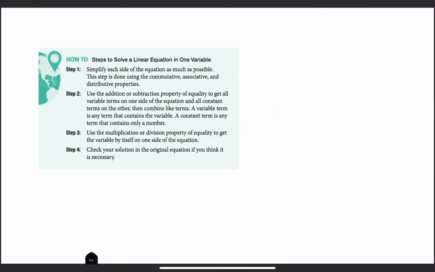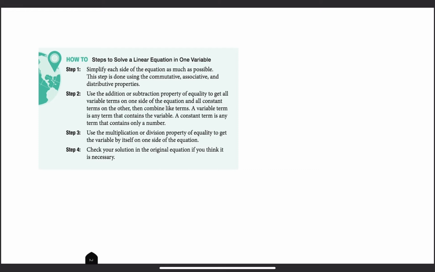So these are the steps to solve a linear equation in one variable. And it'll make more sense when we do a couple of examples. But let's talk about the basic steps. So step one, simplify each side of the equation as much as possible. This step is done using the commutative, associative, and distributive properties. So we want to distribute whenever appropriate. We want to add, subtract, multiply, and divide in order to simplify as much as possible.